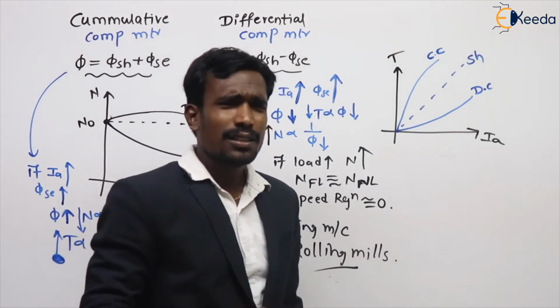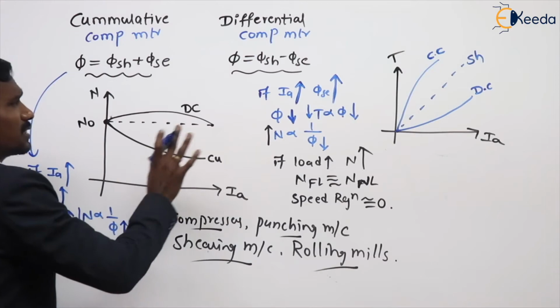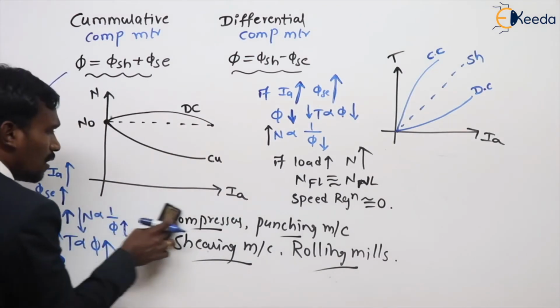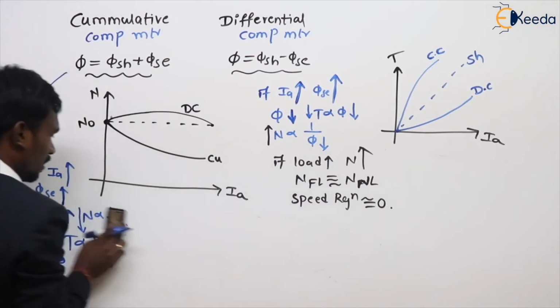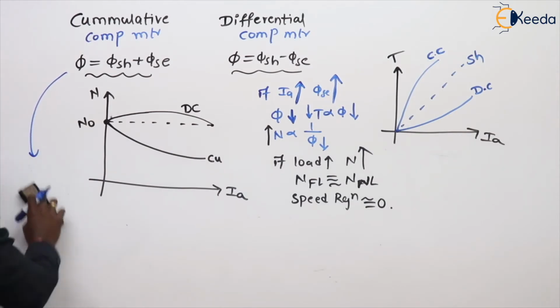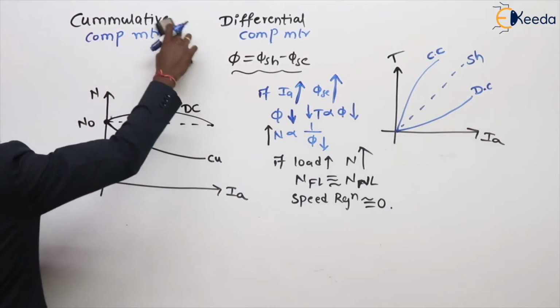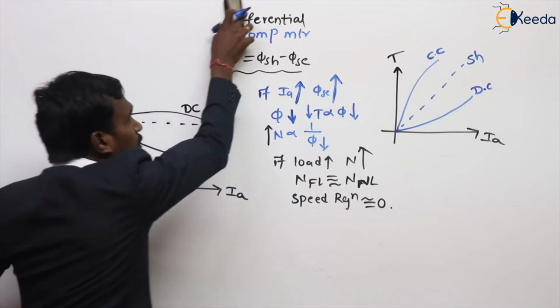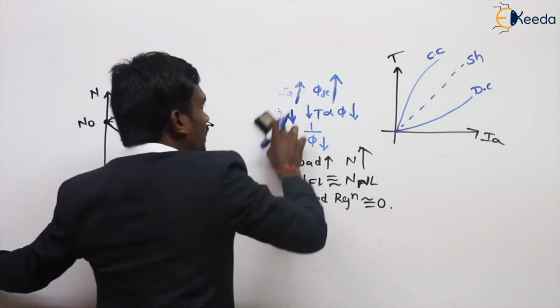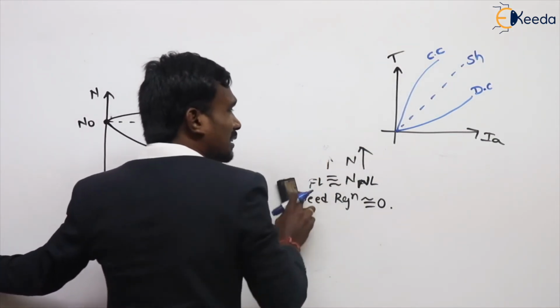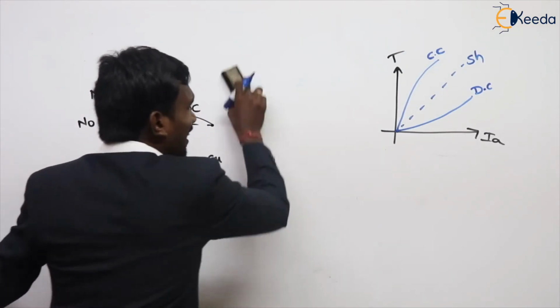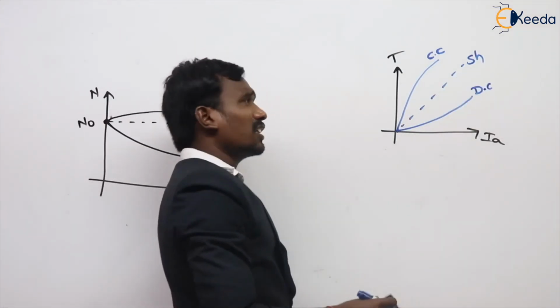Is it okay? Sir, let's draw all the characteristics here. We still have two left: one is the DC shunt, the other is the DC series. That is enough. So, let's include the DC shunt and DC series also. I already included the shunt. This is the shunt.